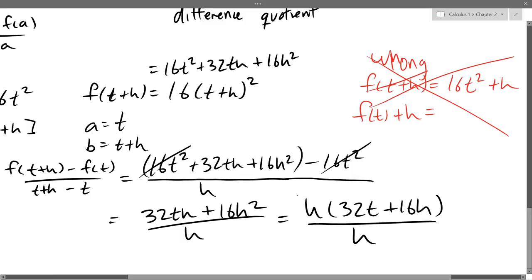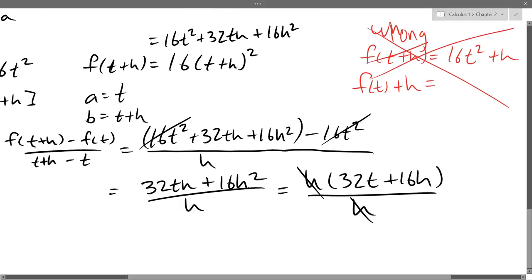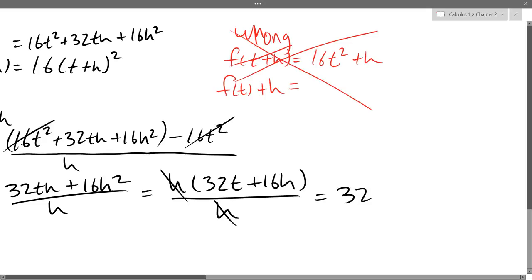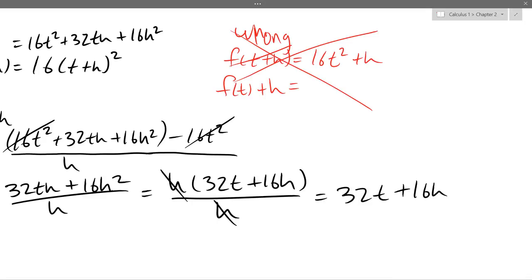And we have 32t plus 16h. And of course, what is this? This is the average velocity from t to t plus h. So that's what we were just computing and simplifying.